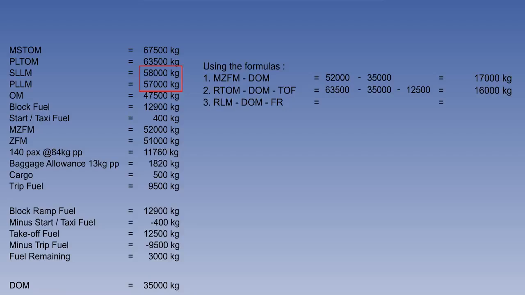Next, we can enter the details in row 3, the regulated landing mass of 57,000 kilograms, and subtract from it the dry operating mass of 35,000 kilograms and the fuel remaining on landing of 3,000 kilograms, which equals 19,000 kilograms. Looking at the 3 maximum allowable traffic load calculations, we can see that the lowest mass of 16,000 kilograms is the limiting allowable load.